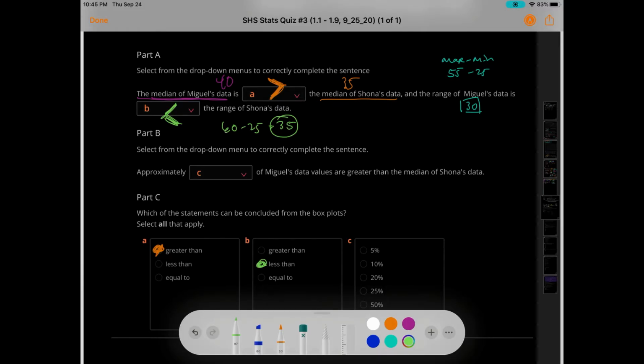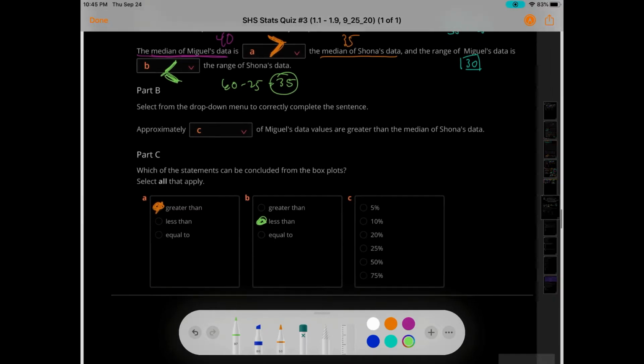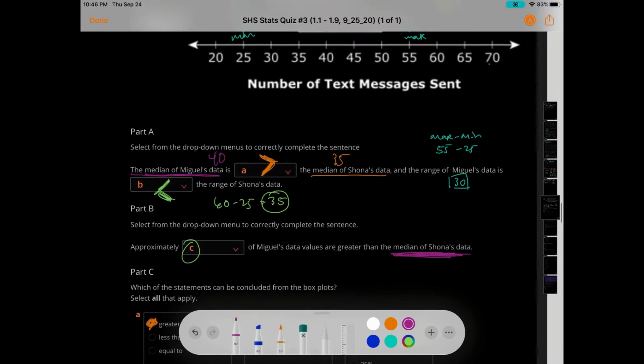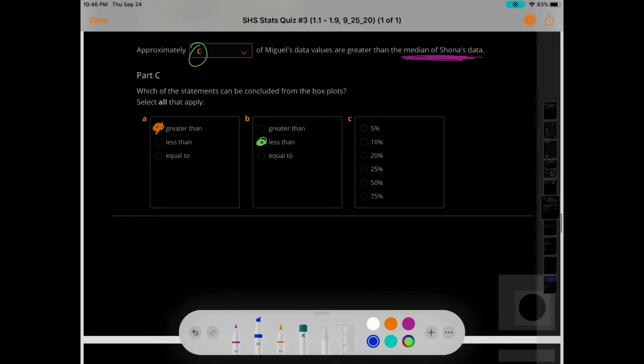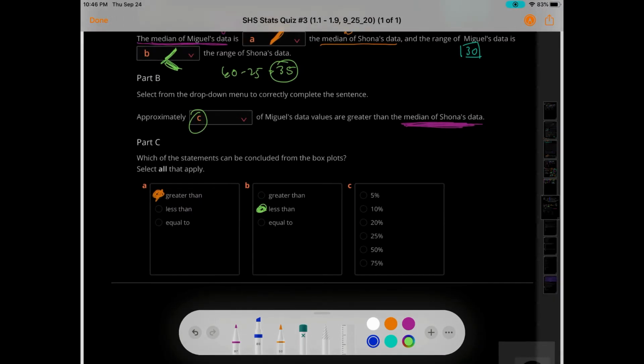Okay, then it says, select from the drop-down menu, correctly complete the sentence. Approximately blank of Miguel's data values are greater than the median of Shona's data. Okay, so I know that this represents percentages. So let's figure out the median of Shona's data. Median is right here. Okay, let's make this super obvious. I'm drawing that line and I'm comparing.